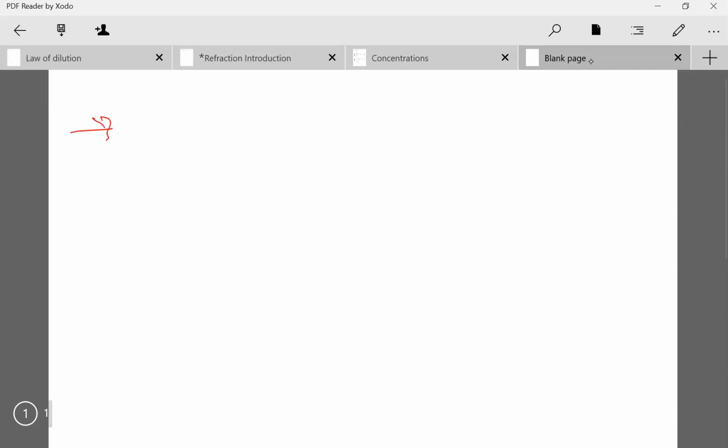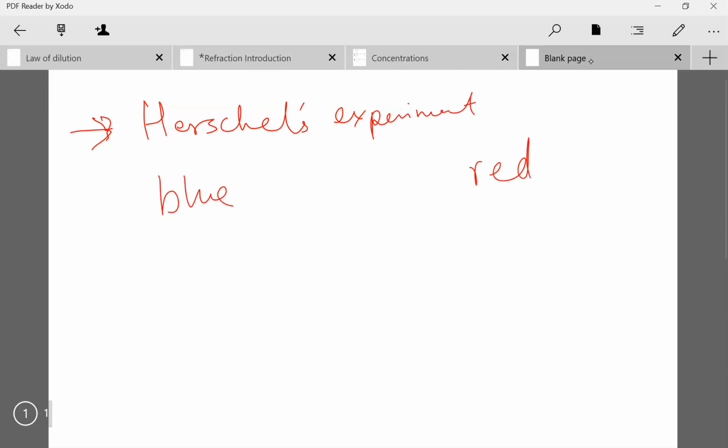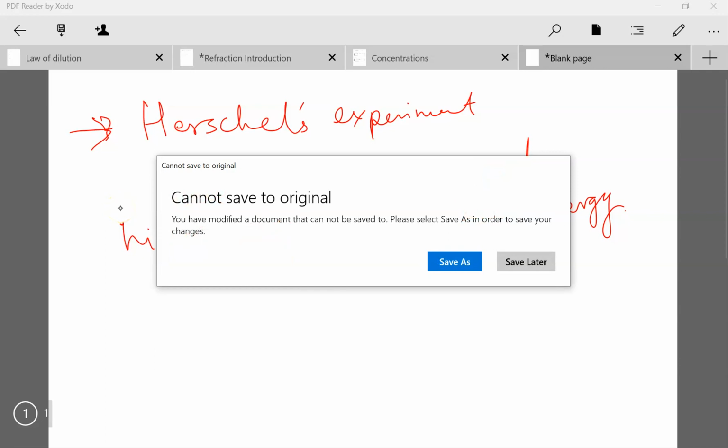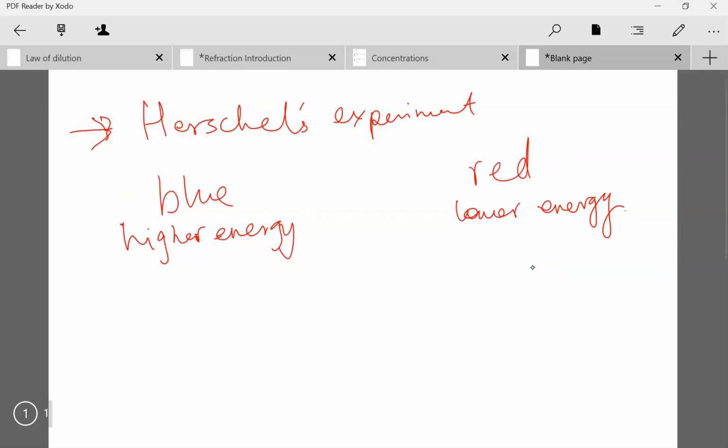But first thing I want to say is addressing Herschel's experiment. So when we compare blue light and red light, we know that blue light has a higher energy because it is closer to gamma rays than red light, which has a lower energy. So now you would expect blue light to have a higher temperature because it has a higher energy than red light. And additionally, we know from grade 9 astronomy that blue stars are hotter than red stars and blue flames are hotter than red flames, and all of that is true.